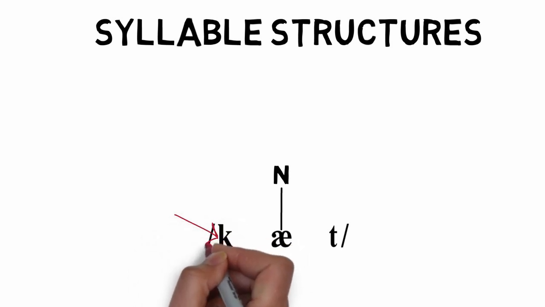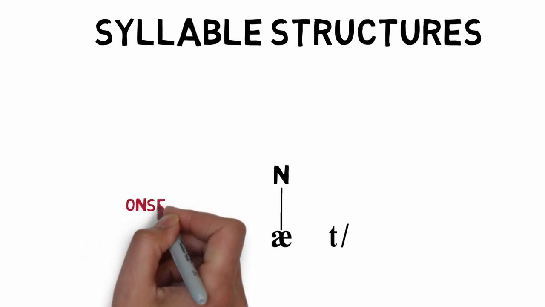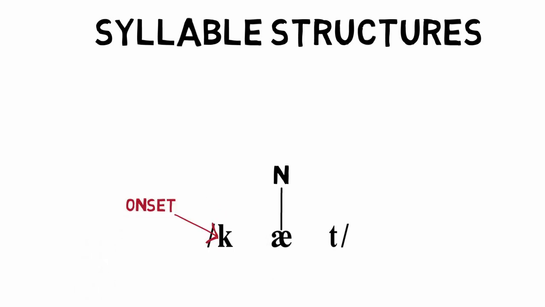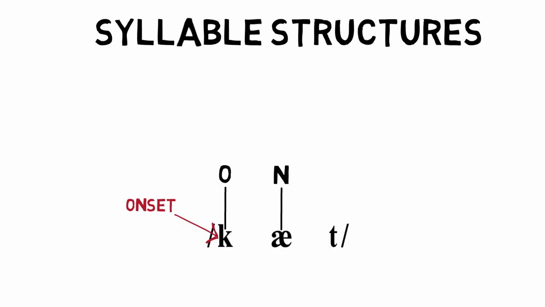The next component of any syllable is the onset. Onsets are consonants that come before the nucleus. An onset is optional in English and other languages. In the word at, for example, there is no onset. We're going to abbreviate onsets with the letter O.